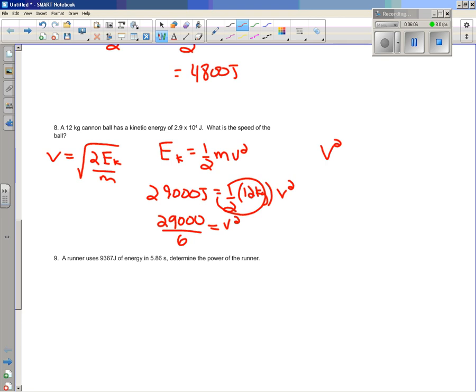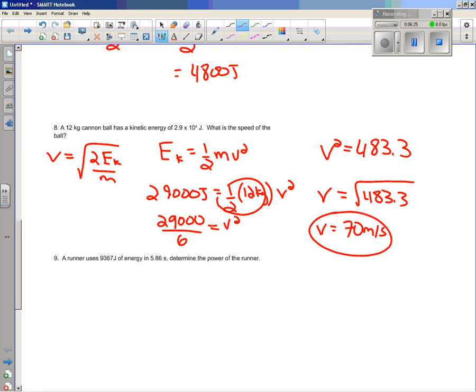That's what V squared equals. V squared equals 483.3. To finish it off, you need the square root of 483.3. So I'm going to hit my square root button, and it gives me a speed of about 70 meters per second.